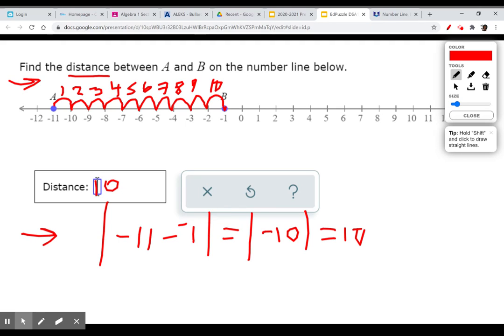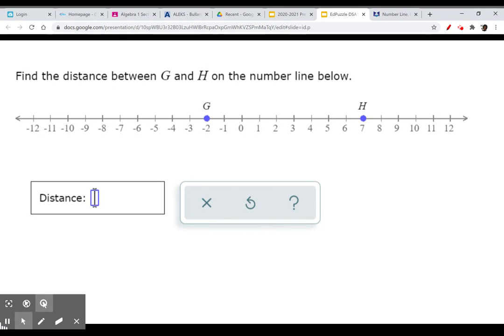Now this is nice because you can visually see what's occurring. However, as you move into algebra, this is what you need to be comfortable with. Now I want you to try, okay? Find the distance between G and H, where G is at negative 2 and H is at 7. I showed you 2 strategies. Remember, visually, you can literally count the steps, okay?